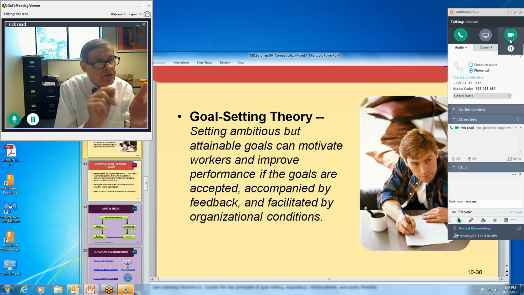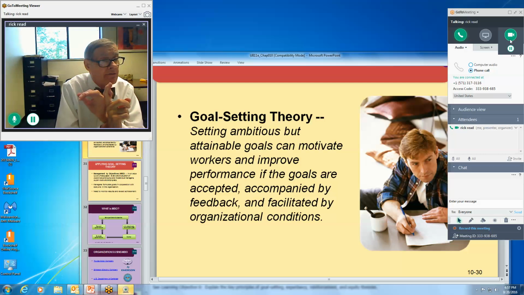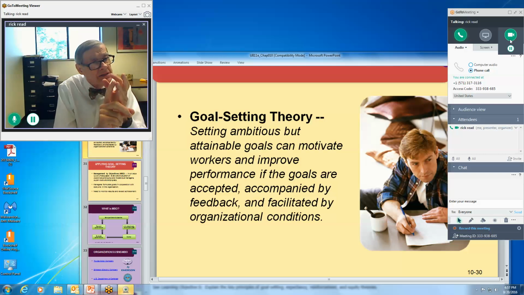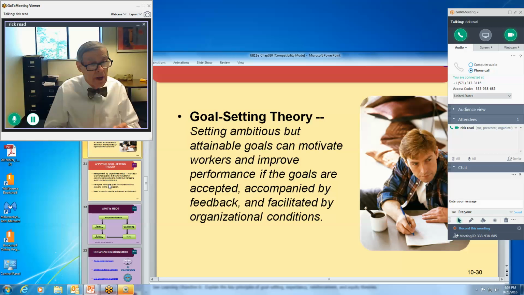If the goal is too difficult, and the worker clearly sees that there's no way that he or she can get there regardless of having all the right resources, you can't expect them to be committed. And the same is true if the goal is too easy. The worker is going to say, why should I spend my time on something that's easy as snapping my fingers? I've got to have something different. So notice the things that you have to have here with goal-setting theory. There has to be feedback, and of course, the organization has to support this.